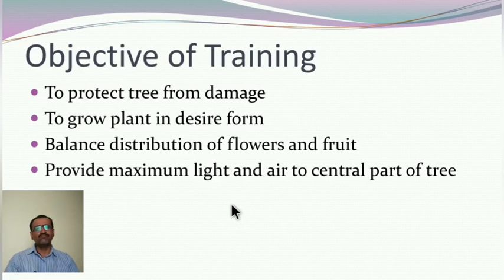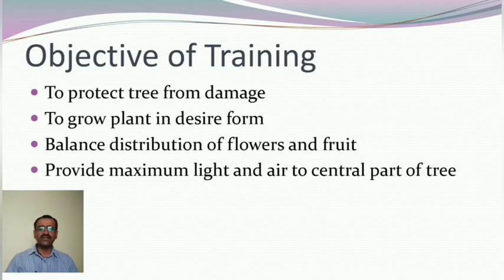Let us see the objective of training. What is the objective of training? Training of a plant should be done during the first few years when it is young. When training is done, the seedling is developed, and the seedling can be developed up to several meters. In that span only the training can be undertaken.